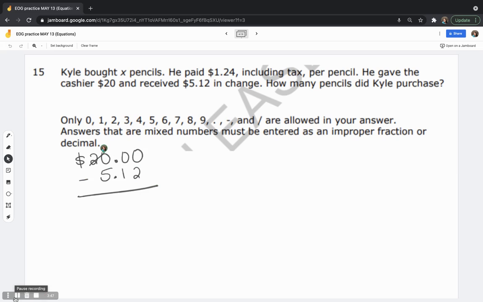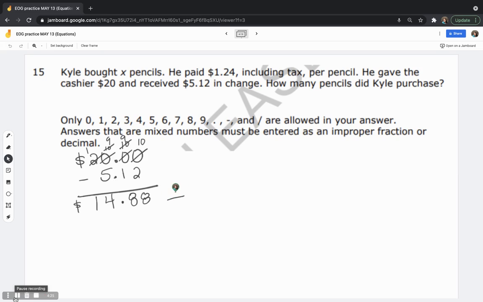So I need to come all the way over to the 2. I'm going to make that a 1. This would become a 10, but then it would become a 9 since I need to borrow it to make this a 10. And this would also become a 9. And this becomes a 10. So 10 minus 2 is 8. 9 minus 1 is 8. 9 minus 5 is 4. And then we have 1 minus nothing, which is 1, so 14. So that tells us that he spent $14.88 on the pencils.